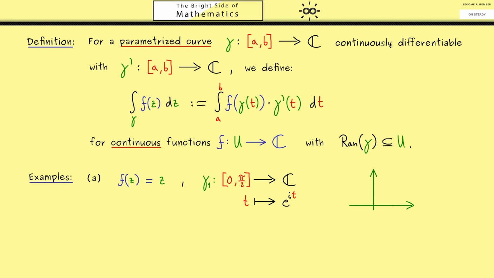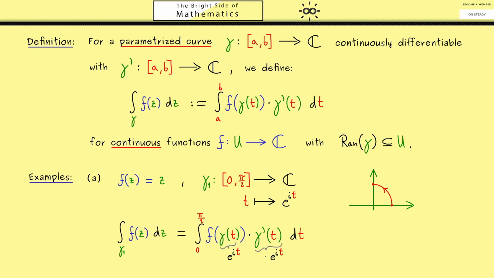Okay, now by the definition, the curve starts at the point 1. And then we go around the circle until we reach the point e to the power I pi half, which is I. Now, then we should be able to calculate the integral of f along this curve. So by definition we know this is the ordinary integral from 0 to pi half. And then here into the function f we put in the curve gamma of t, which is e to the power it. In addition, we see that the derivative of gamma is not hard to calculate. It's simply I times e to the power it.